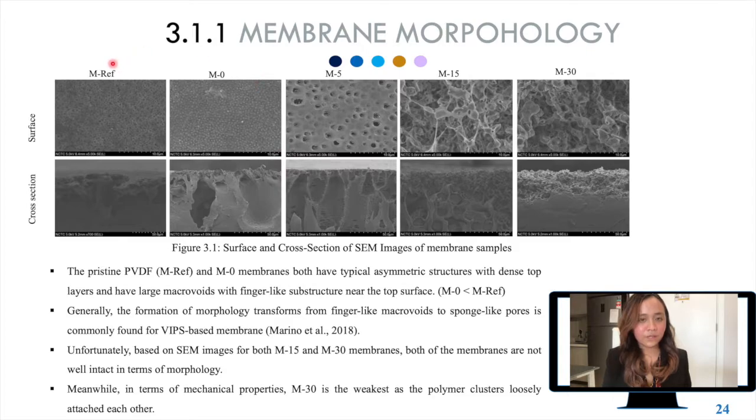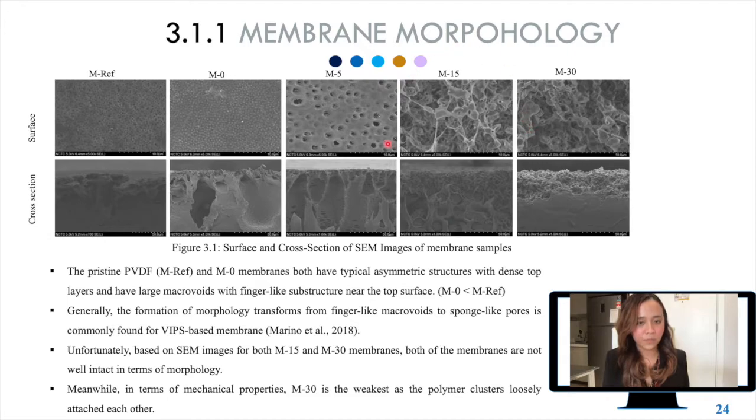The pristine PVDF, MREF, and M0 membranes both have typical asymmetric structures with dense top layers and large microvoids with finger-like substructure near the top surface. The microvoids formed in M0 are smaller compared to MREF. Generally, the morphology transforms from finger-like microvoids to sponge-like pores, which is commonly found for Webb's base membrane.